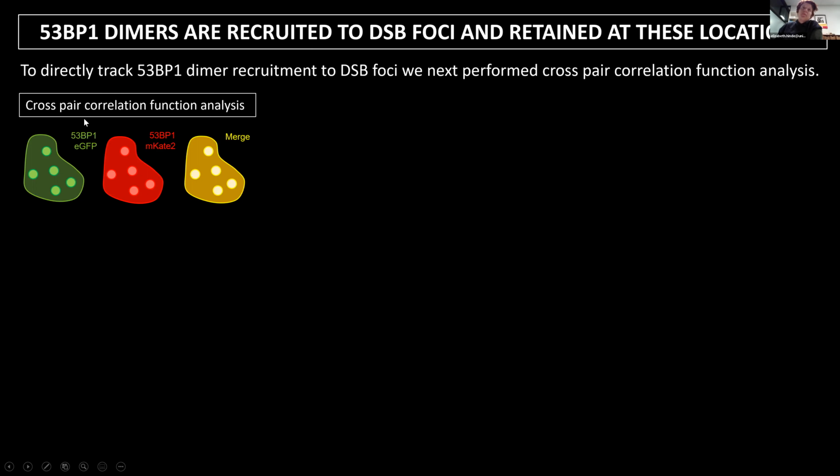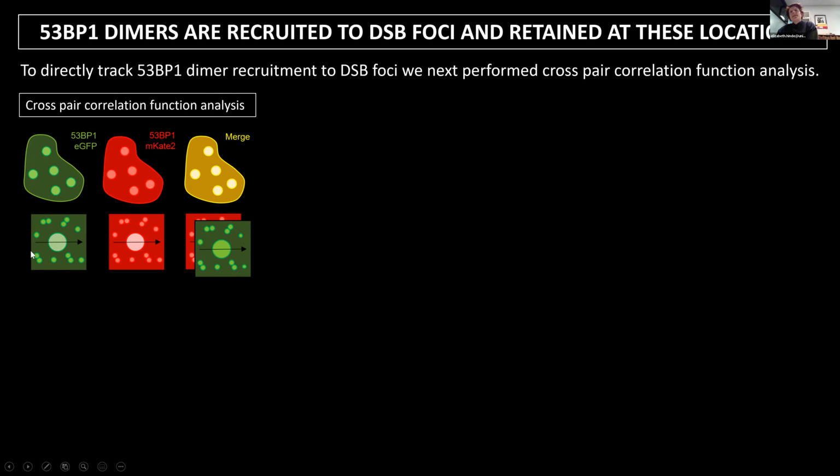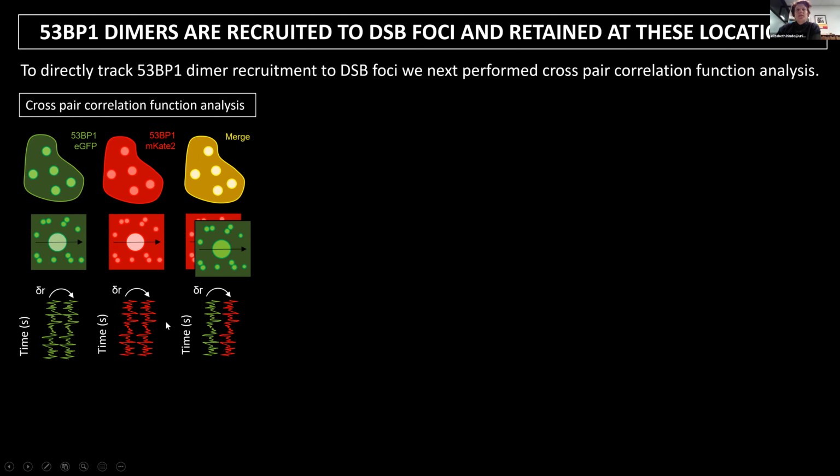So we labelled 53BP1 with EGFP and mKate2 and acquired a line scan across a double-strand break location in both channels. What this enables us to do is not only analyse fluctuations recording 53BP1 movement along a line scan that transects through a double-strand break foci in both the EGFP and the mKate channel, but it also enables us to do what is called a cross-pair correlation analysis. And in this instance, we track when a 53BP1 molecule tagged with EGFP moves with the exact same dynamics as a molecule tagged with mKate.